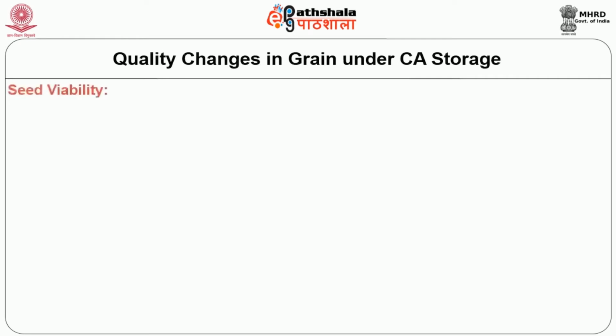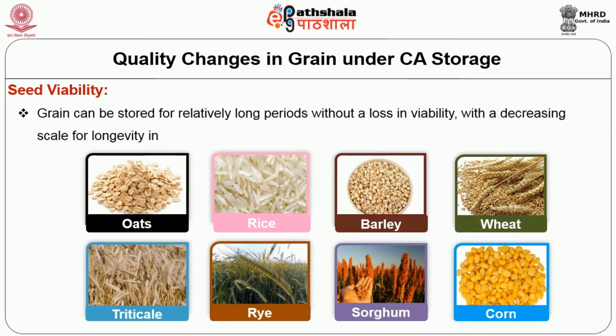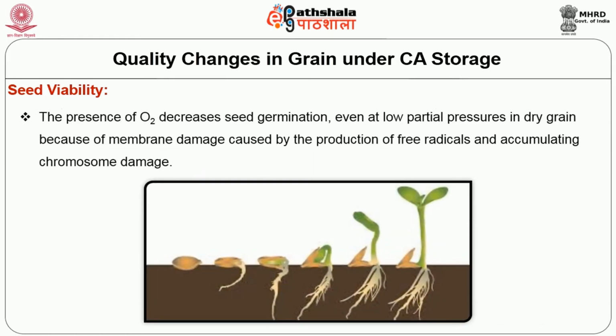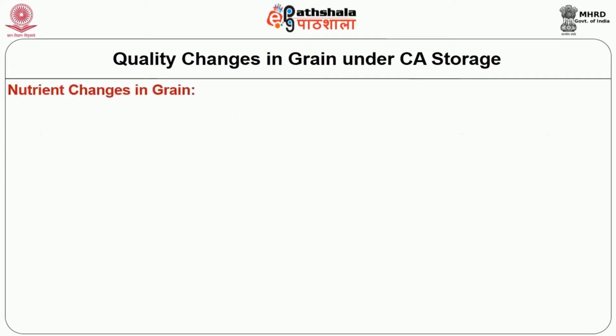Quality changes in grain under CA storage. Seed viability. Grains can be stored for relatively long periods without a loss in viability, with a decreasing scale for longevity in oats, rice, barley, wheat, triticale, rye, sorghum and corn. The presence of oxygen decreases seed germination even at low pressure in dry grain, because of membrane damage caused by production of free radicals and accumulating chromosome damage.